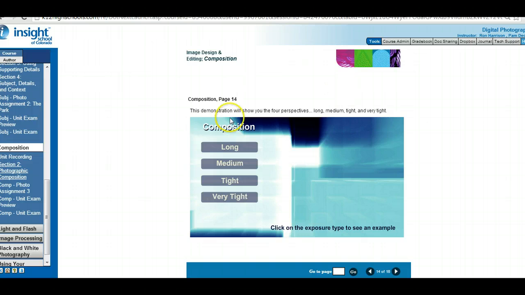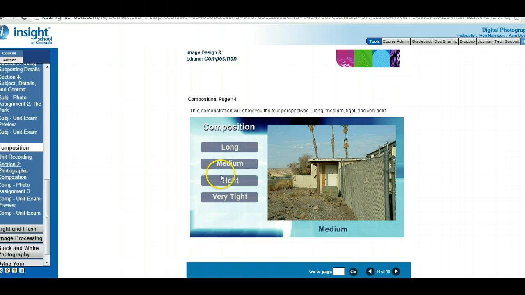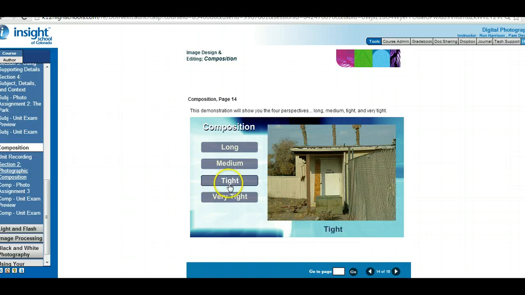Now here's some examples. Let's just take a look. So here's a long shot. So let's take a shot along this fence line at the door of that building. And here's medium, or zoom in a little bit closer. Tight, a little bit closer, and you see we're losing our context, right?